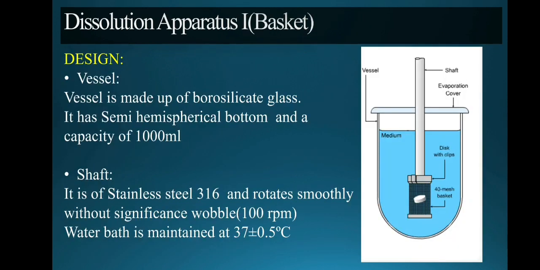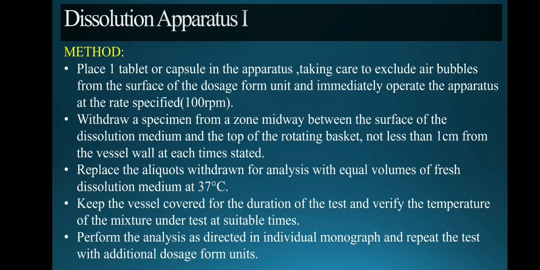Now we move forward to the first apparatus, which is the basket. The basket apparatus is used for tablets, capsules, and other purposes. The vessel is made up of borosilicate glass and has a hemispherical bottom, with a capacity of 1000 ml. It has a shaft, and at the end of the shaft there is a basket which rotates smoothly without any significant wobbling. It moves with a speed of 100 rpm and its water bath is maintained at 37 degrees Celsius.